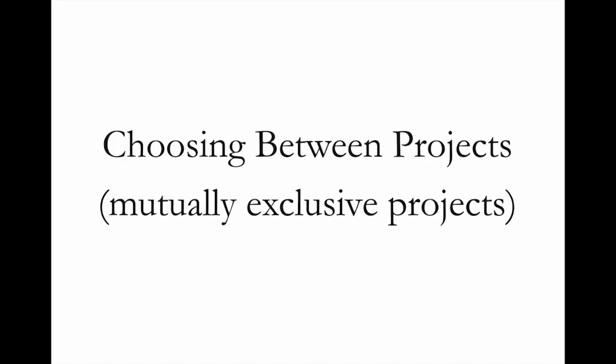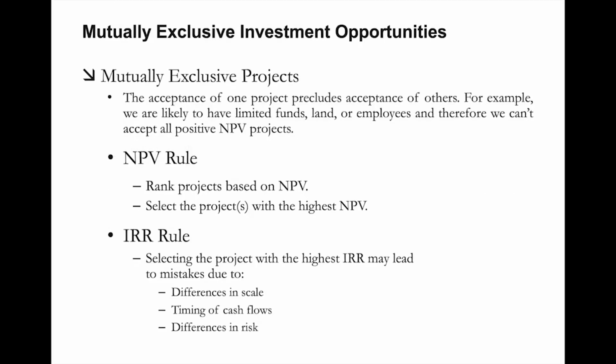So now we move on to choosing between projects. Up until now, we've only been looking at standalone projects. And so what this means is that we haven't been worried about any kind of constraints managers might have to do with resources, really. But now we're going to move to mutually exclusive projects. A mutually exclusive project is one where the acceptance of one project precludes the acceptance of others. So if we decide to choose one project, it means we can't choose other projects.